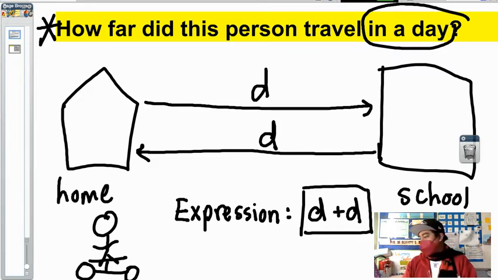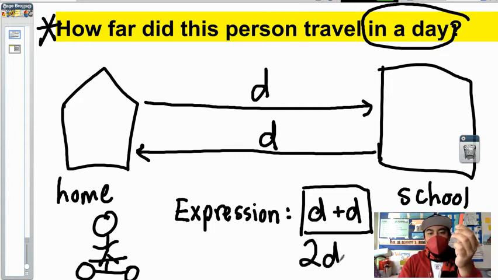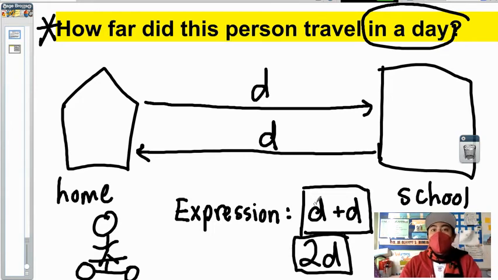So pretend this is 1d. This is another d. What's 1d plus 1d? If you put it together just like this, you would say it would be 2d. So for this question, how far did this person travel in a day? You could say that the expression is d plus d or 2 times d. In other words, 2 groups of d, 2 of these d.